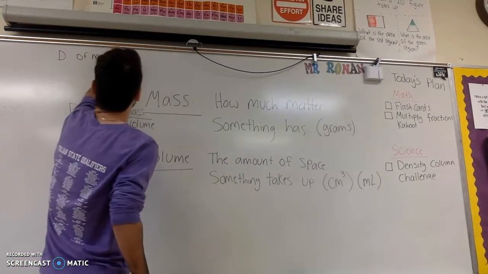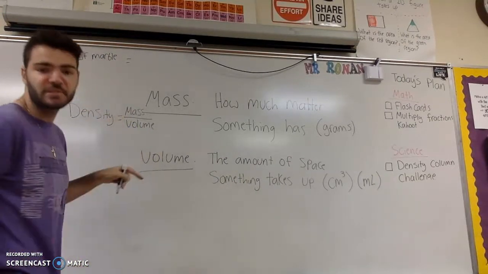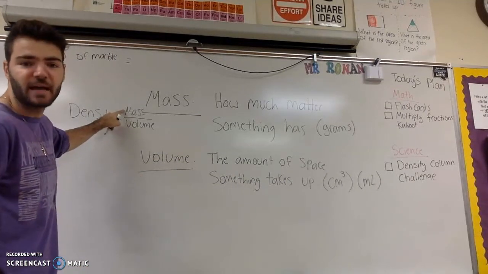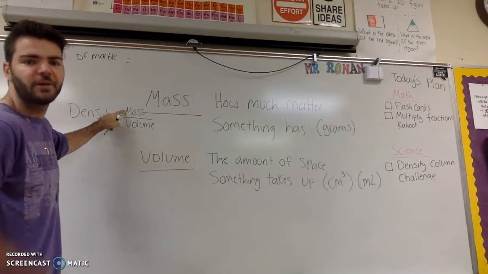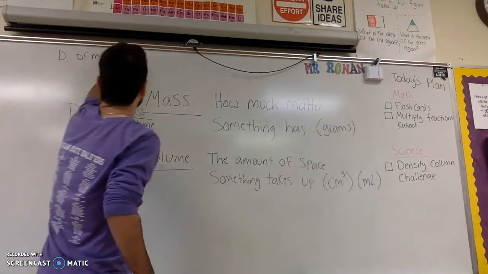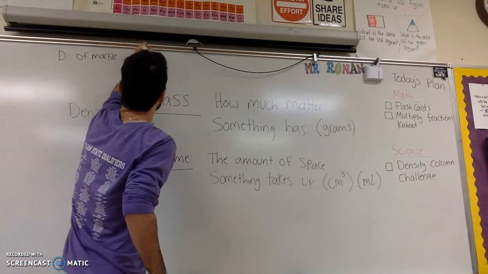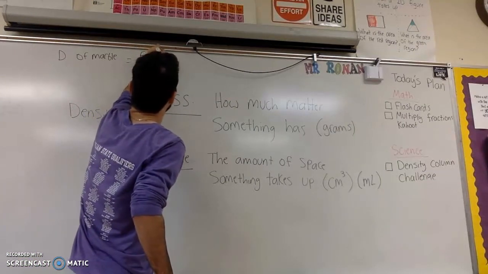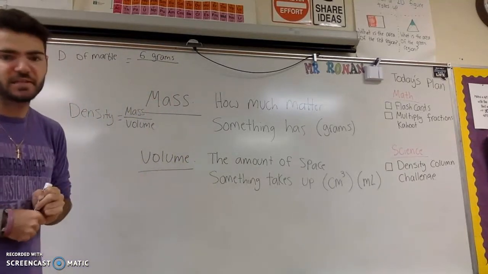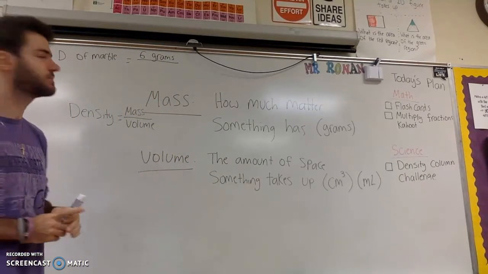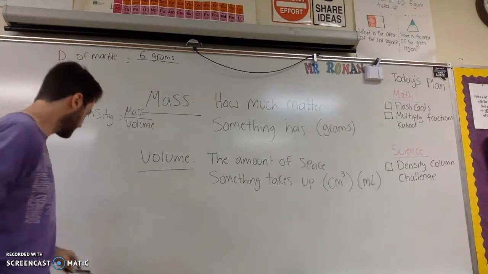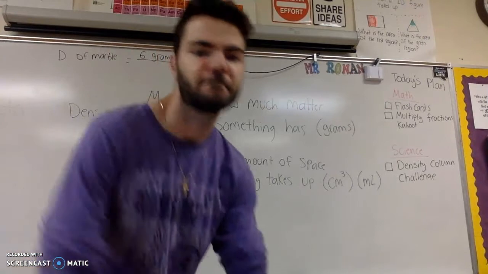Density of marble equals, and we said our formula was mass divided by volume. So I'm going to replace mass right here in our equation with its value. And we said 6 grams, right? So I'm going to write 6 grams. Okay. Now we just need to find our volume. Once we know what our volume is, we could just do 6 divided by whatever that is, and we'll be good to go. All right.